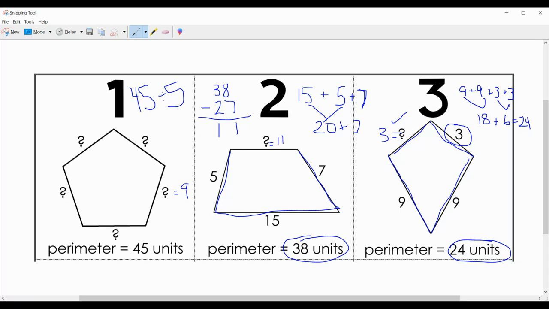Okay? All right, guys. So you guys are going to actually try to solve questions number 4, 5, 6, and 7.